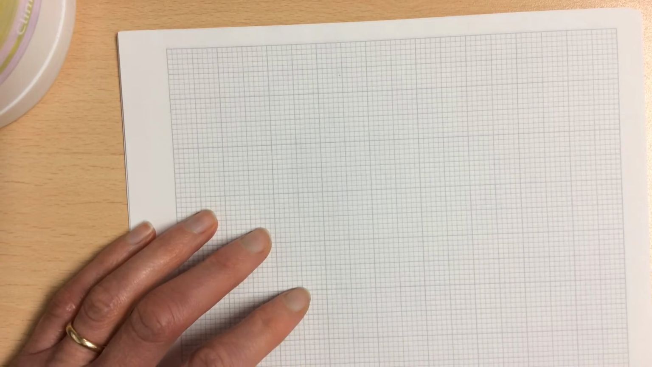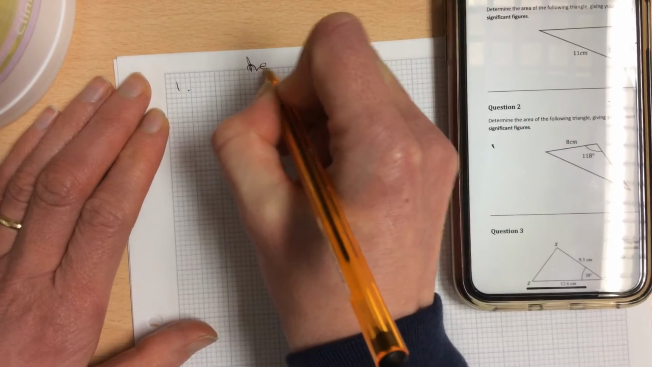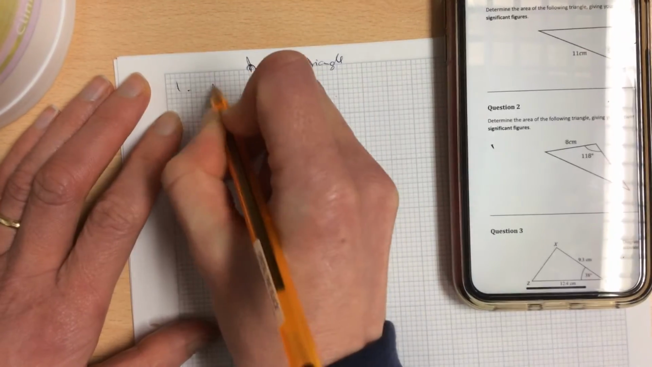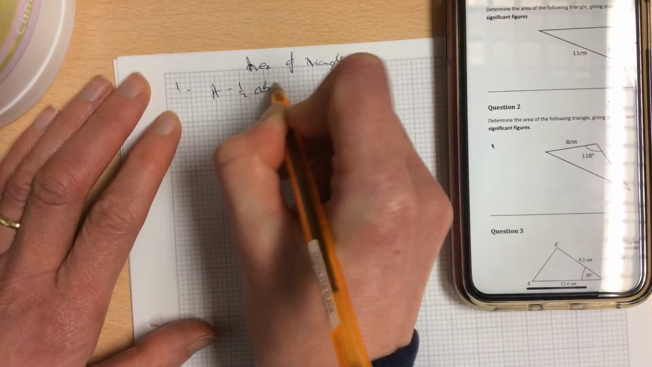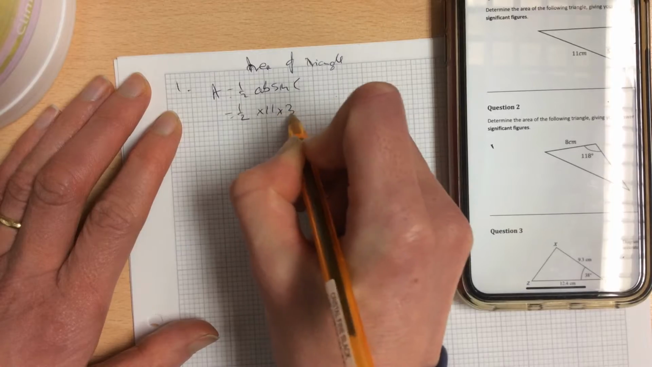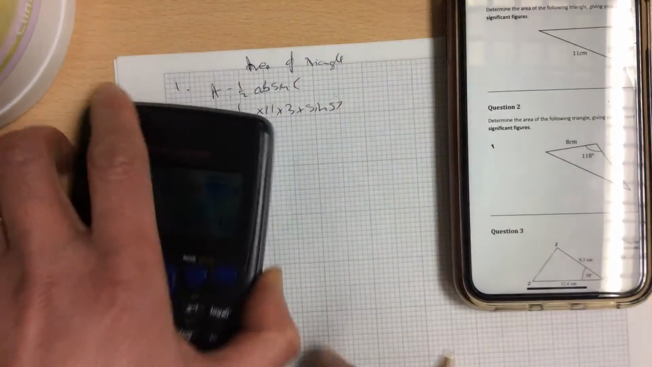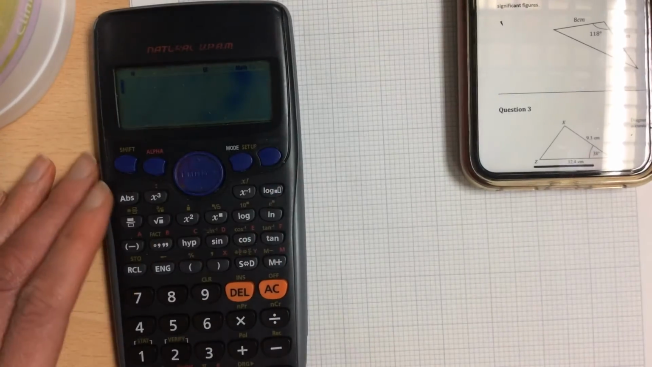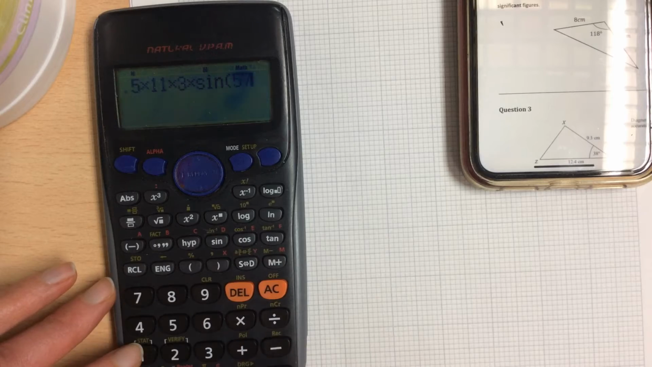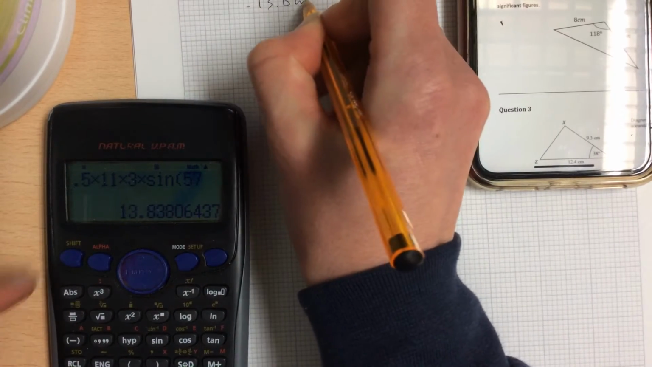Okay, we're going to have a look at these questions you're trying to do. Number from the area of a triangle. Okay, number 1, area. Remember, it's a half AB sine C. So it's a half the two sides times sine the angle between them. So you just put that into your calculator as it is. So it's 0.5 times 11 times 3 times sine 57 to give you an answer of 13.8 centimetres squared.